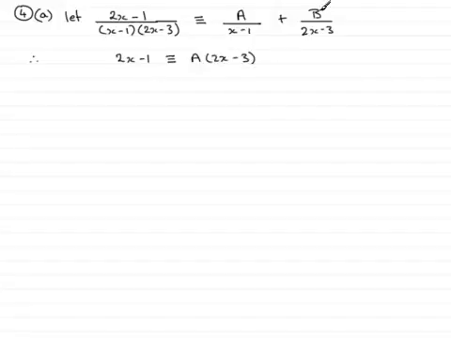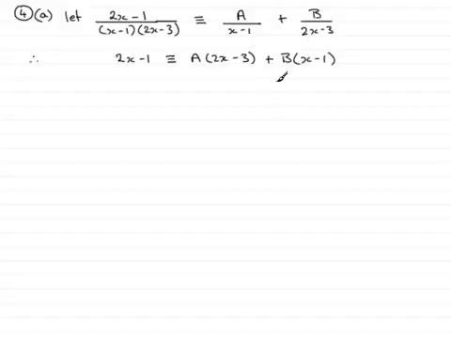Doing the same now on this term, that is multiplying this term by the denominator here, means that the 2x minus 3 would get cancelled out with the 2x minus 3 there and just leave me with b times x minus 1. Okay, so we've got that far. All we need to do now is find the values of the constants a and b.